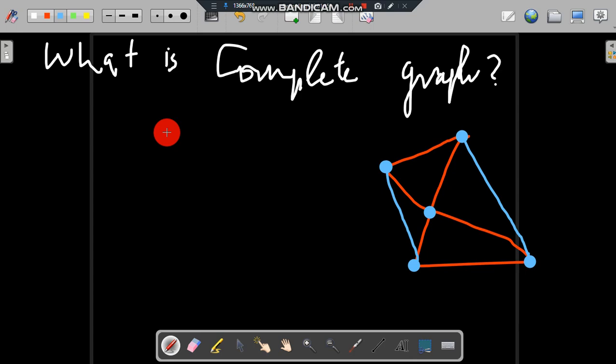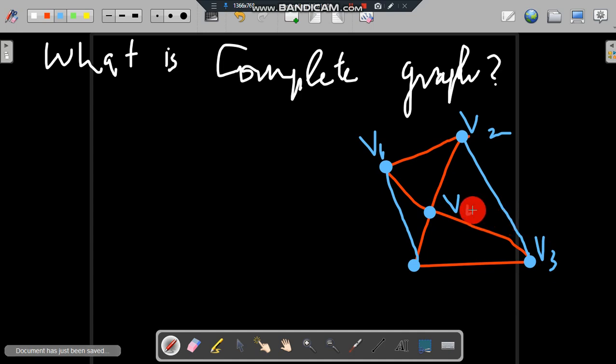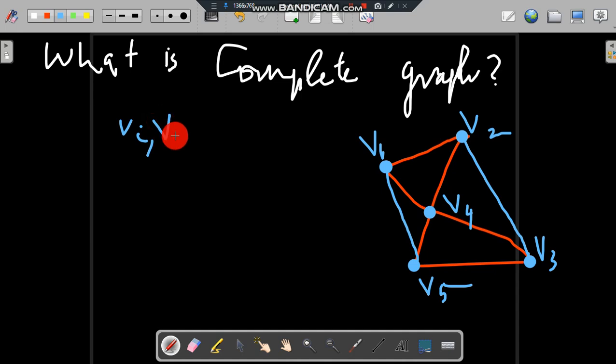Now let us start. You see here, V1 is a vertex, this is vertex V2, this is vertex V3, this is vertex V4, and this is V5. Now in this picture, what is the speciality? Each and every pair of vertices Vi and Vj. So you take any two vertices here, a pair of any vertices in this particular picture, they have an edge. That's what we have to see here.